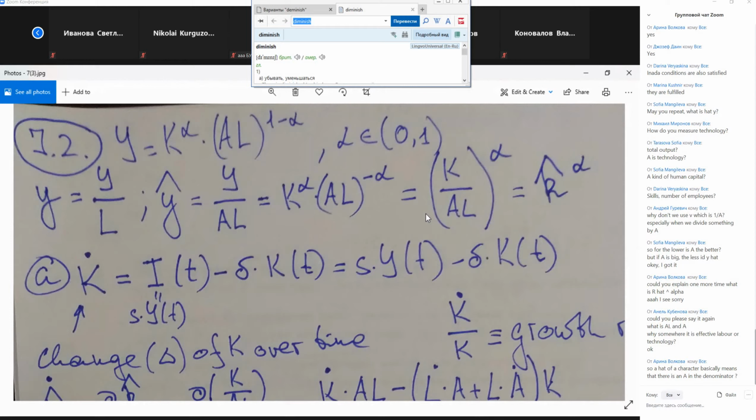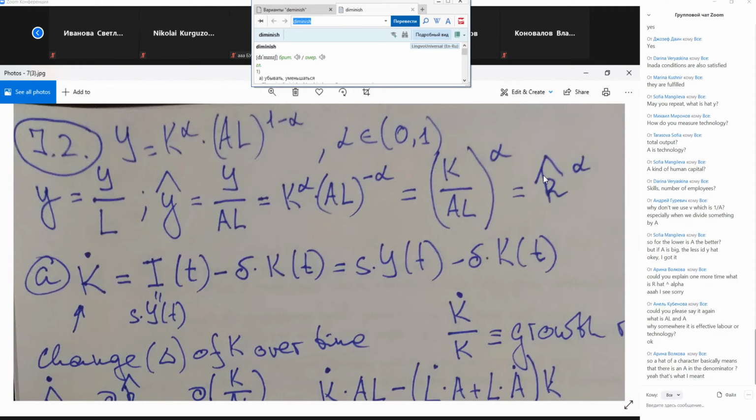It means that there is also A in the denominator. So you can think about this as little, meaning per capita, with a hat, meaning per times technology. So we can read this like, all right, if it's little, it's per unit of labor. And if we see the hat, we see it's not just labor, it's effective labor.